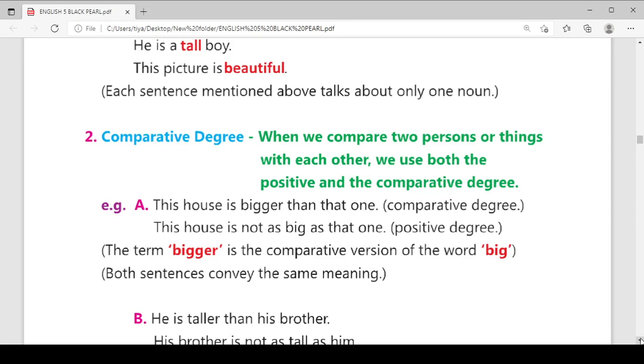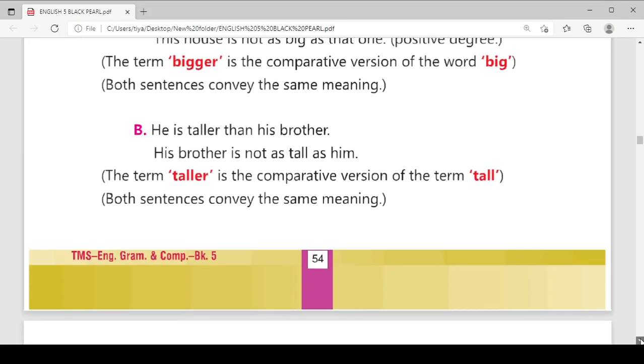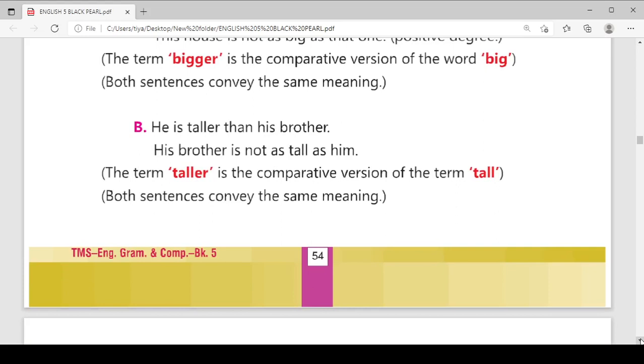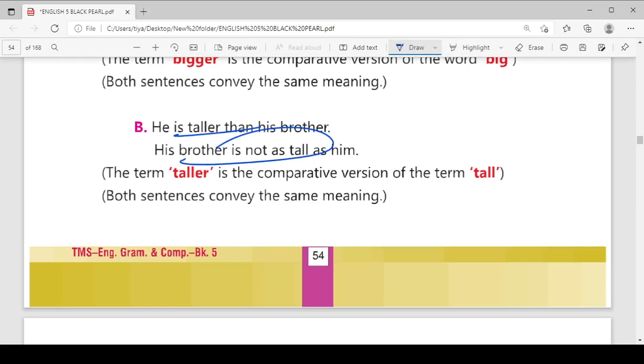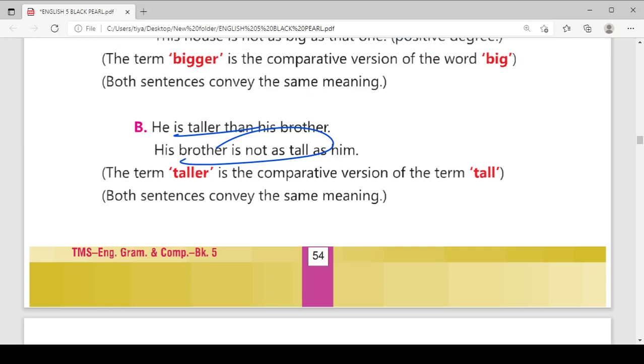Okay, many times it is a general question that they ask you to change the degree, change the form of the sentence, or change the tense of the sentences. This is a very common question. So you need a better understanding of the concept. Like, he is taller than his brother. His brother is not as tall as him. So the meaning of both sentences is the same, but the form is different. In the first sentence we are using the comparative degree, and in the second sentence we are using just the positive degree.